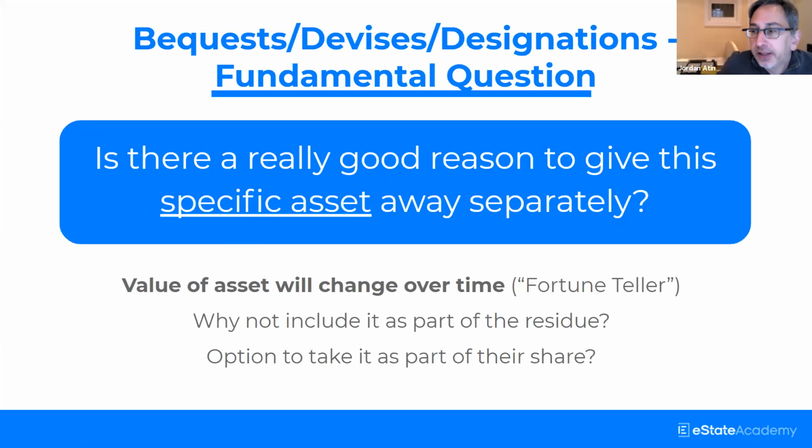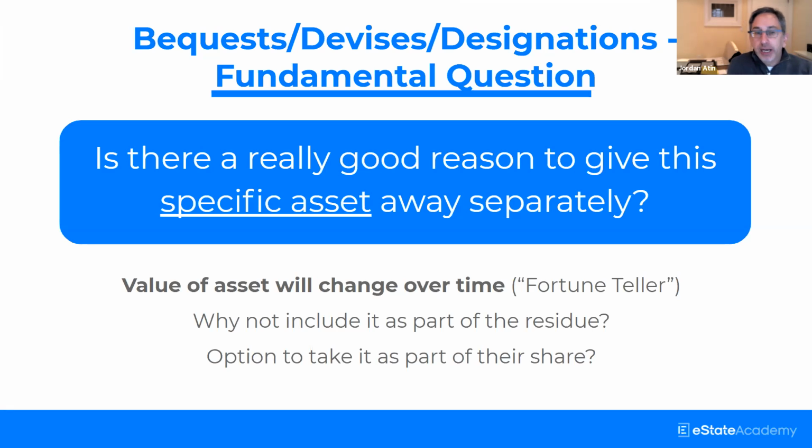The first thing that I always ask whenever a client tells me that they want to give away an asset, whether it's personal property or real property, specifically, I always ask, is there a really good reason to give this specific asset away separately? Because of course, the value of this asset is going to change over time, and it will almost for sure not be worth exactly what it's worth today and the date the will is made. And so we're sort of trying to be a fortune teller.